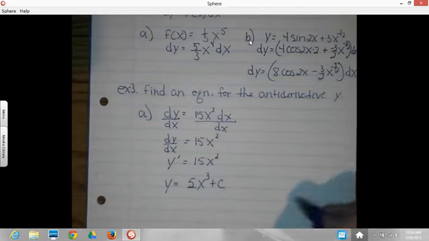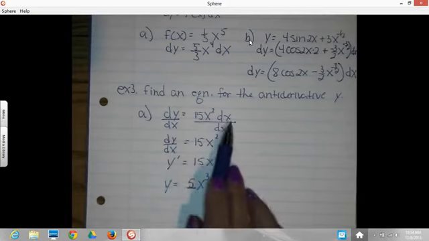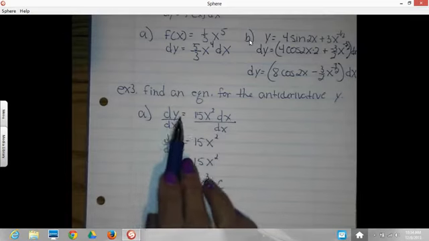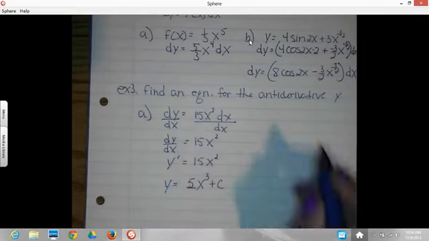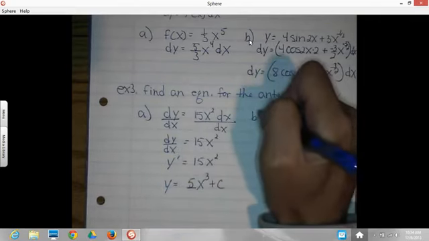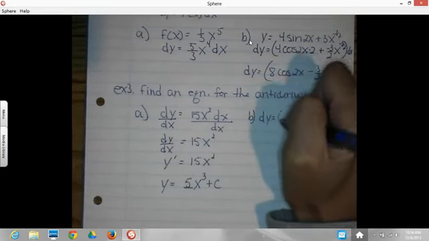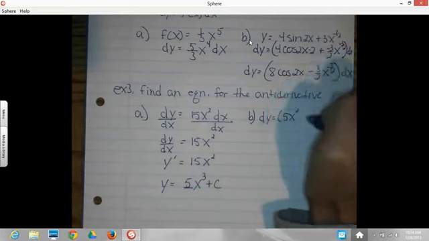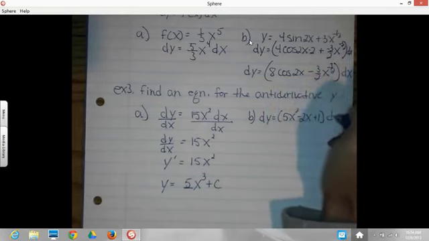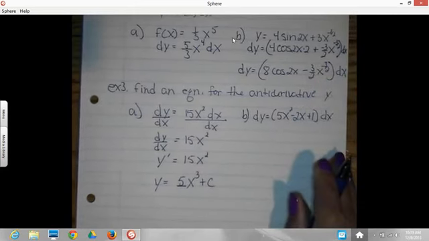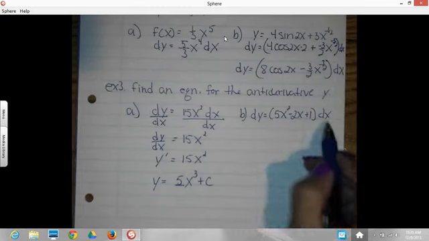So going from a differential to an antiderivative, all we do is divide by dx to kick it over here, and now we have the derivative function. Very, very easy. Try one more. dy equals 5x squared minus 2x plus 1 dx. Again, antiderivative, I need to know what the derivative is. Well, I know it's just this right here. Am I going to force you to divide by the dx every time? No, you don't have to.